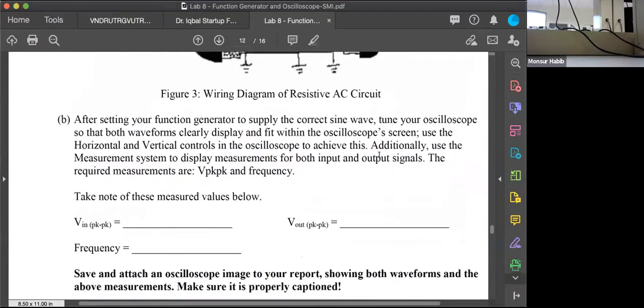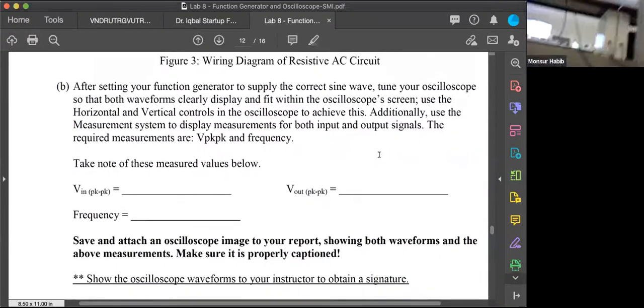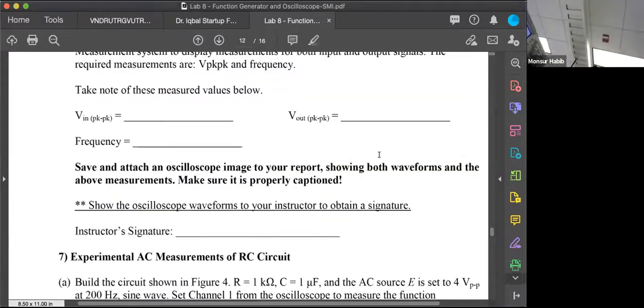All right, so here again, you have to measure V in peak to peak, V out peak to peak, and the frequency.